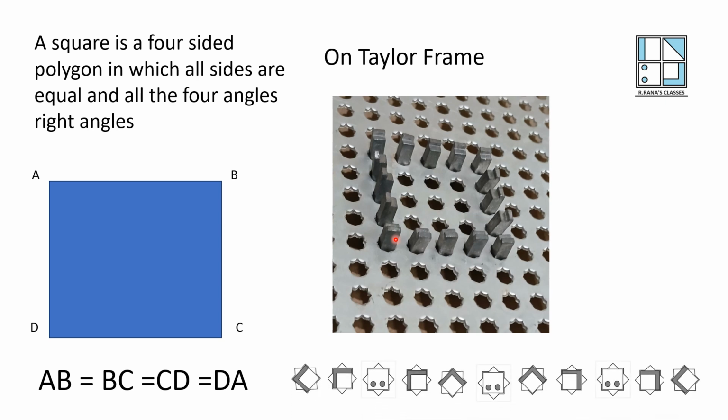Now on Taylor frame, look, I am representing the sides. AB is equal to BC is equal to CD is equal to DA. Now one can feel, one can read it, one can feel the shape, and therefore can easily understand what a square is.